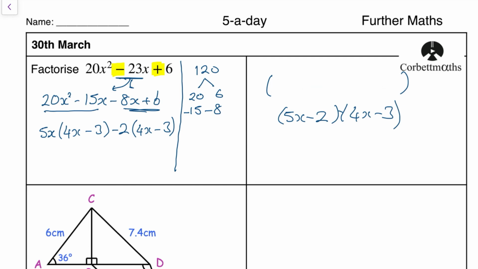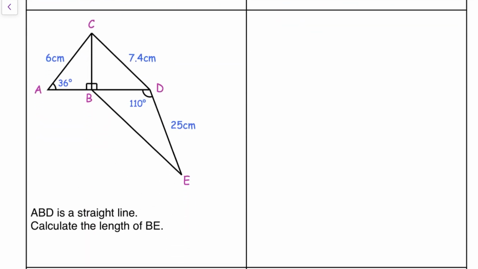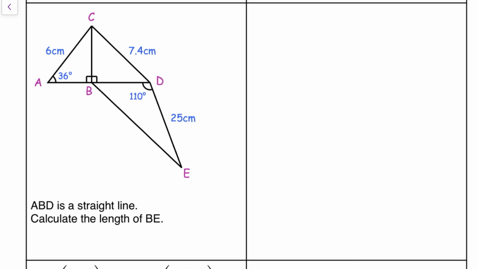Good question. Next question. Oh, this looks ugly. ABD is a straight line. Okay, good. Calculate the length of BE. Well, thankfully it doesn't say give reasons, so I can just do it. I'm pausing while I just look. Basically I'm going to have to work out this, then work out this, and then work out this, aren't I? So I'm just going to have to do three calculations.